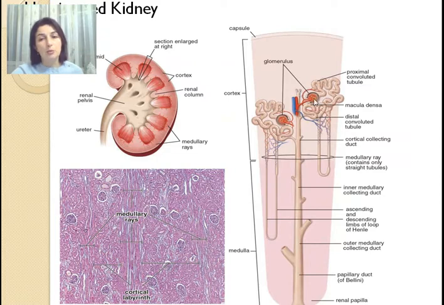What is a renal corpuscle actually? As we see here, the renal corpuscle includes the glomerulus, which is a network of capillaries, and it is surrounded by Bowman's capsule. The Bowman's capsule surrounds the glomerulus. And it is here that the production of the urine will start.